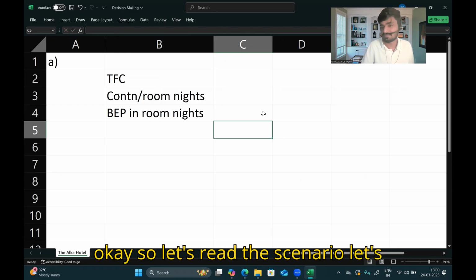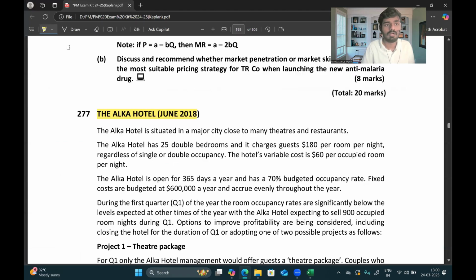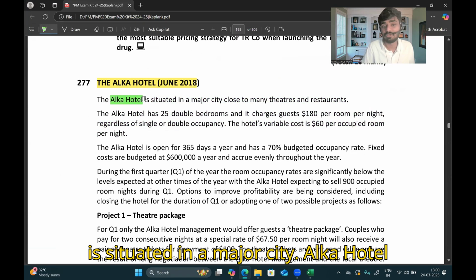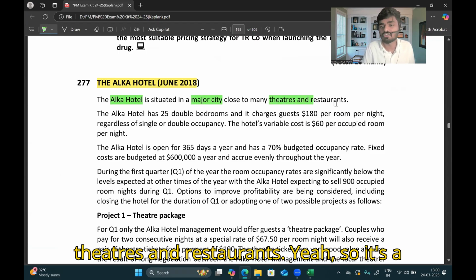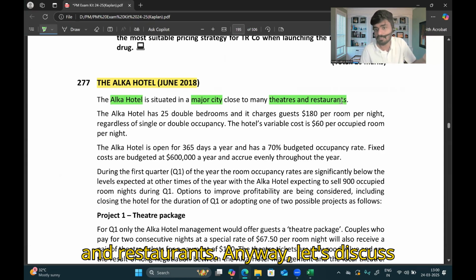Let's read the scenario. The Alka Hotel is situated in a major city, close to many theaters and restaurants. So it's a hotel which is near a lot of theaters and restaurants.